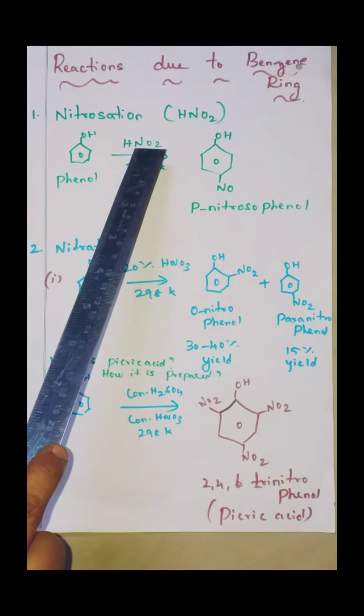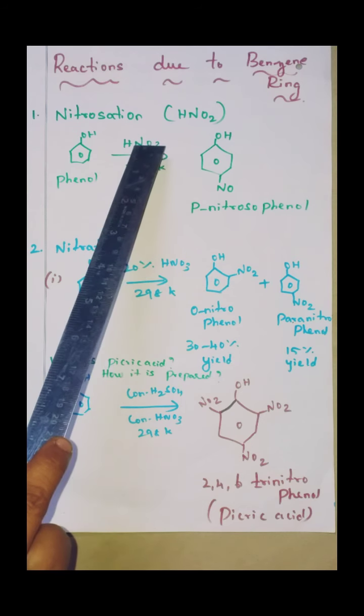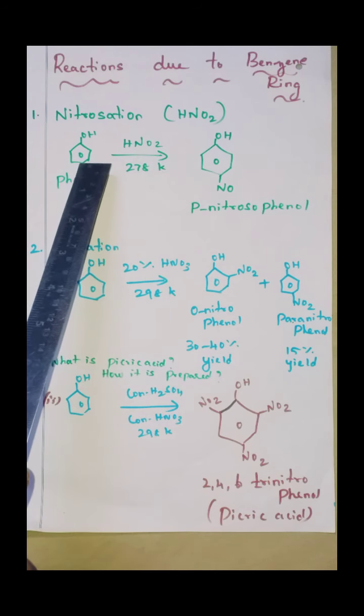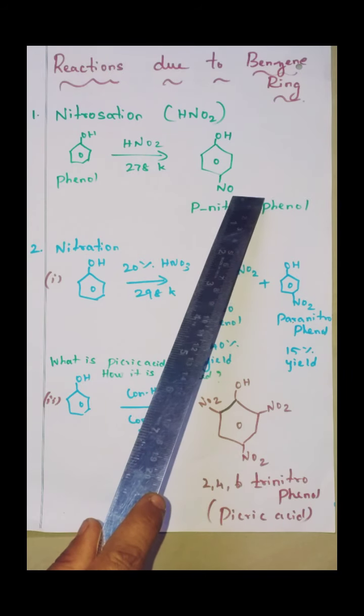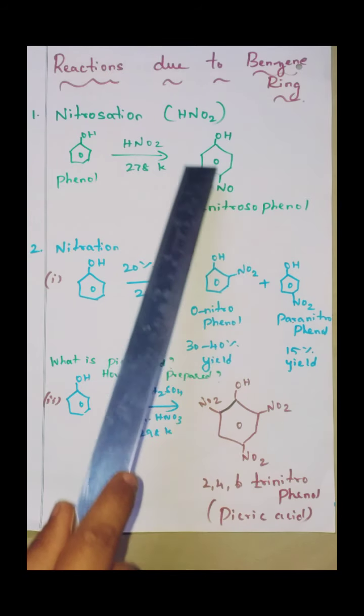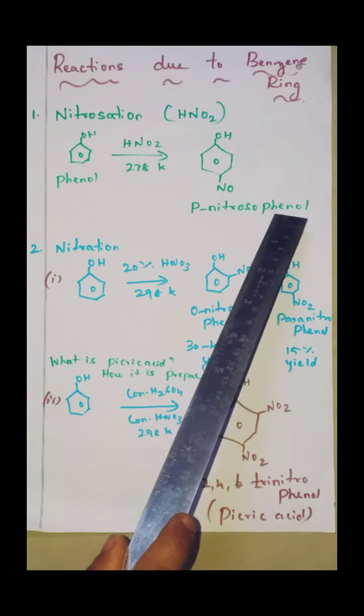So here nitrous acid, the NO group, it is an electrophile only attacking the para position. So it forms not NO2, only NO. So the product name is called para nitrosophenol.